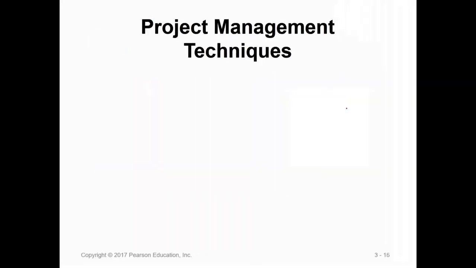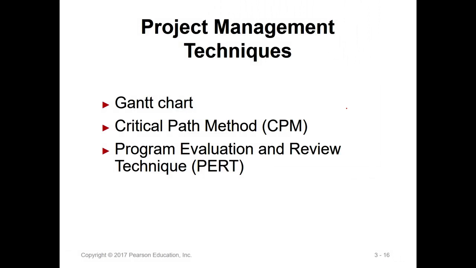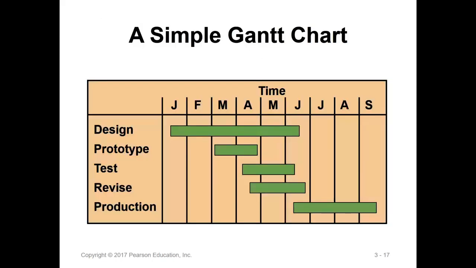So these are the three techniques we talk about in this chapter or in this class. We use the Gantt chart, and also we use the critical path method. And the third one is program evaluation and review technique. So when we talk about a Gantt chart, the simple Gantt chart, normally you see horizontally, you have the time.